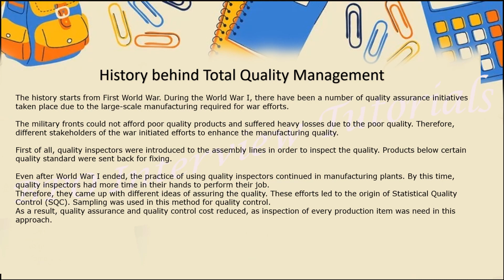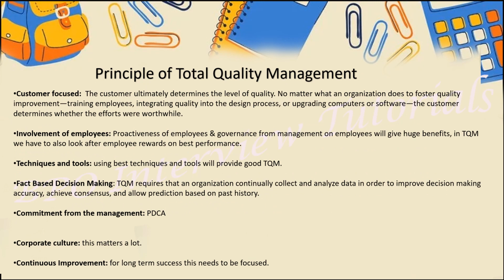manufacturing plant. By this time, these quality inspectors had more time to perform their jobs. So basically, this is a continuous process, and they implemented it slowly in the industrial area and many other aspects as well. So this is all about the history of quality, total quality management.